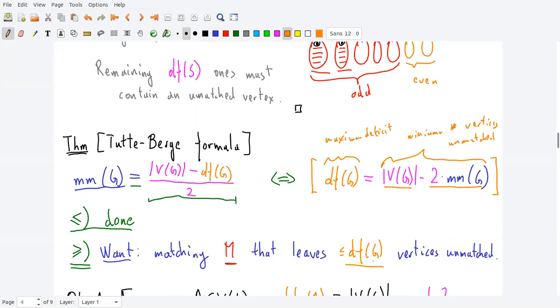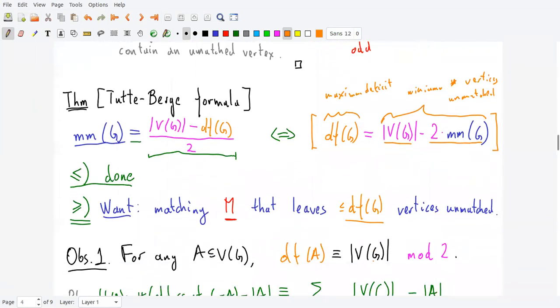But before we continue, are there any questions now about the Tutte-Berge formula or the Ore formula? Or if not, then please put a plus one in the chat. Okay, I see a wave of plus ones, so I'm happy that you are on board.